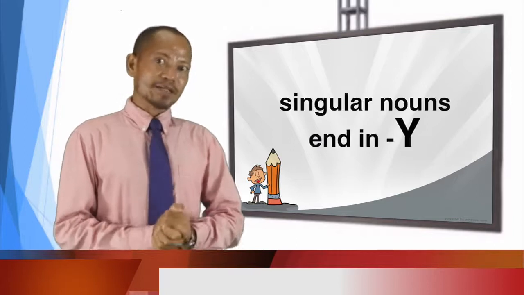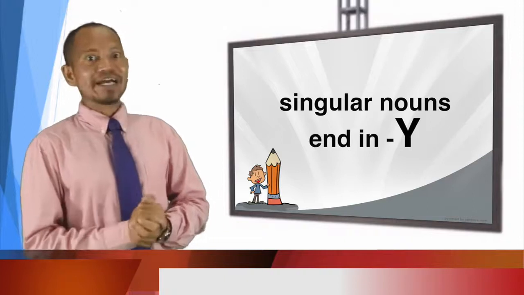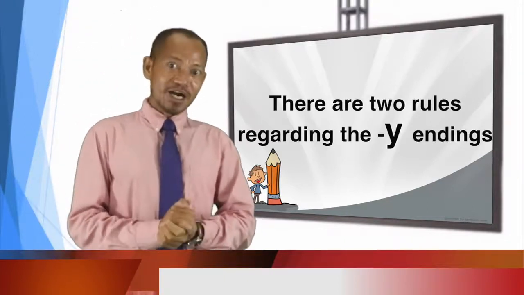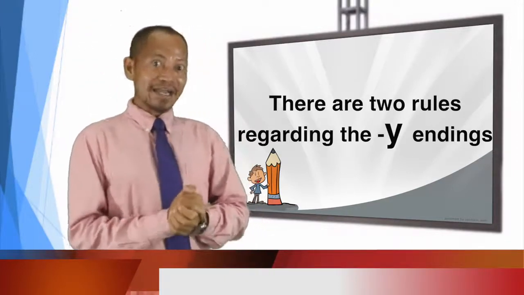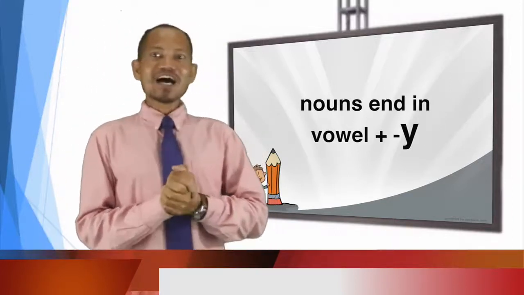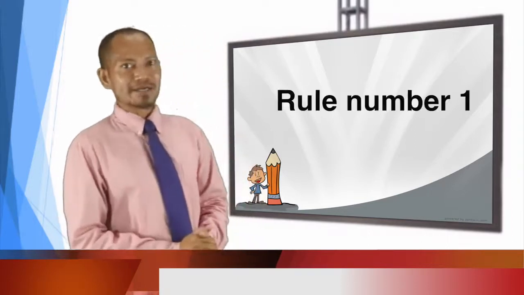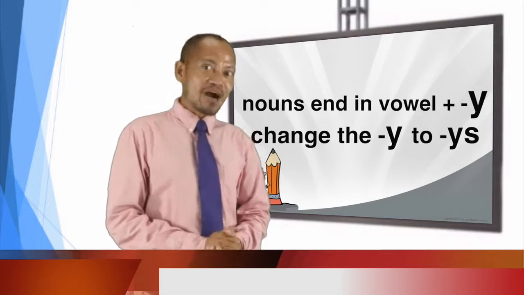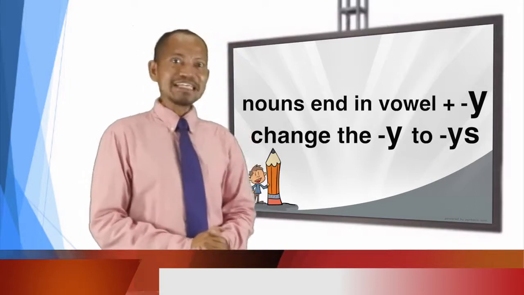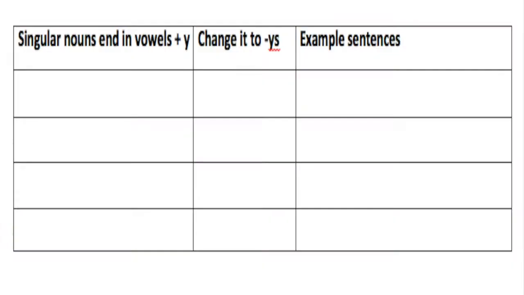Now, let's have a look at the explanations on the singular nouns ending in y and how they become plurals. There are 2 rules regarding the y endings, such as nouns ending in vowel plus y and nouns ending in consonant plus y. Let's have a look at rule number 1. Nouns ending in vowel plus y: add s to make them plural.